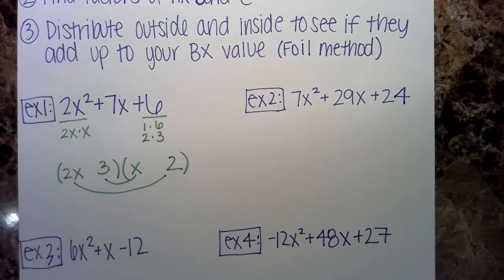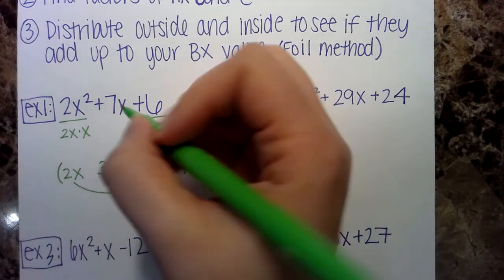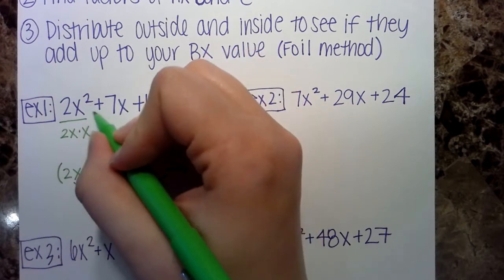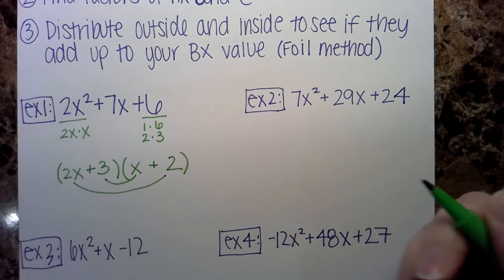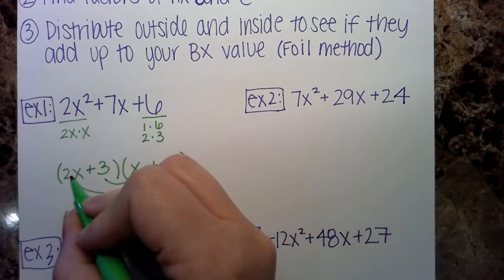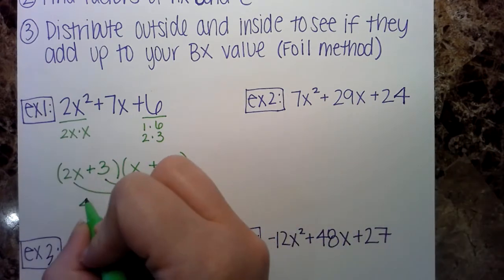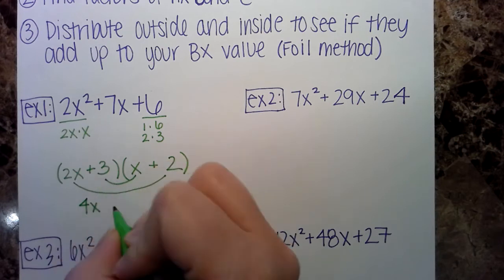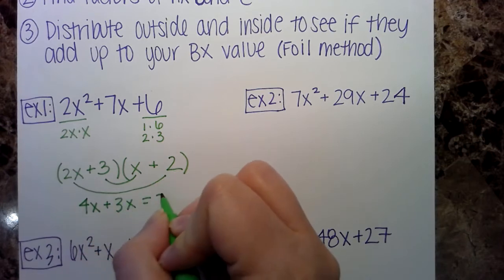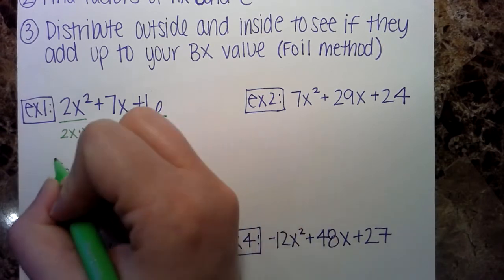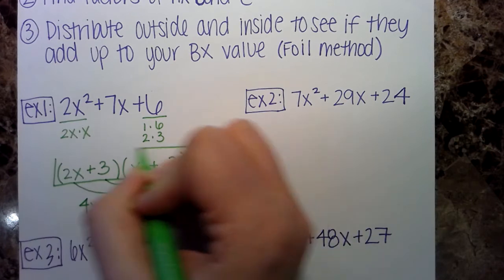This is important to make sure you put them in the correct spot. And then it's a positive 6, and it has to add up to a positive 7, so I'm going to have 2 plus signs here. So let's check now if that works. 2x times 2 is 4x. 3 times x is 3x. That does add up to 7x. So here is my final answer.